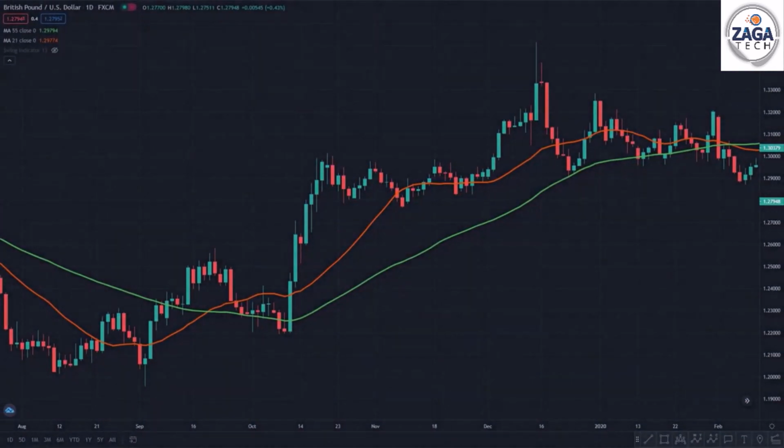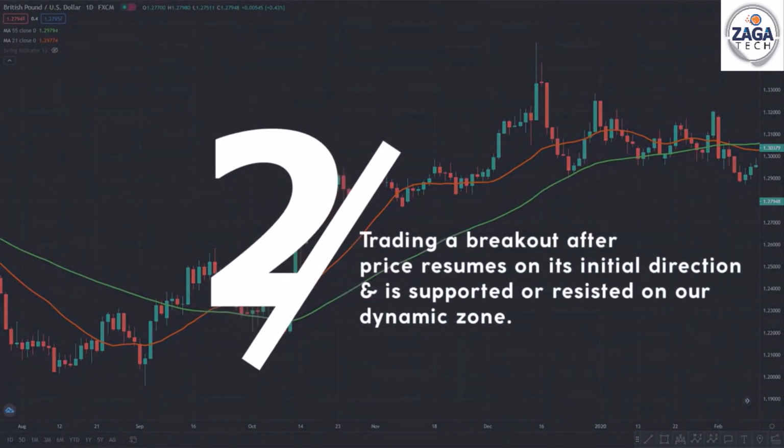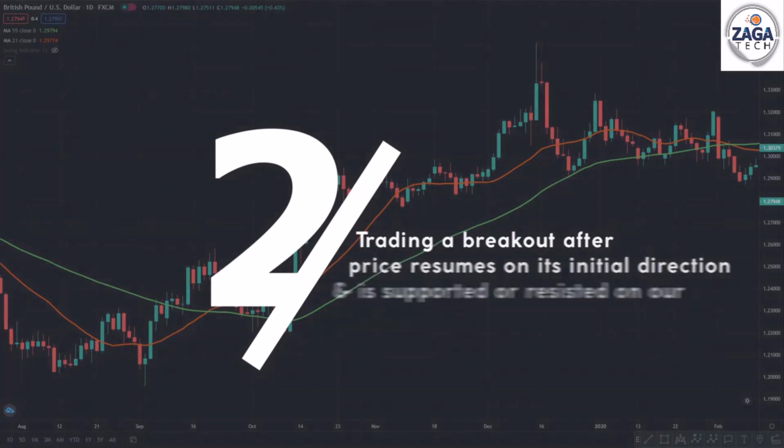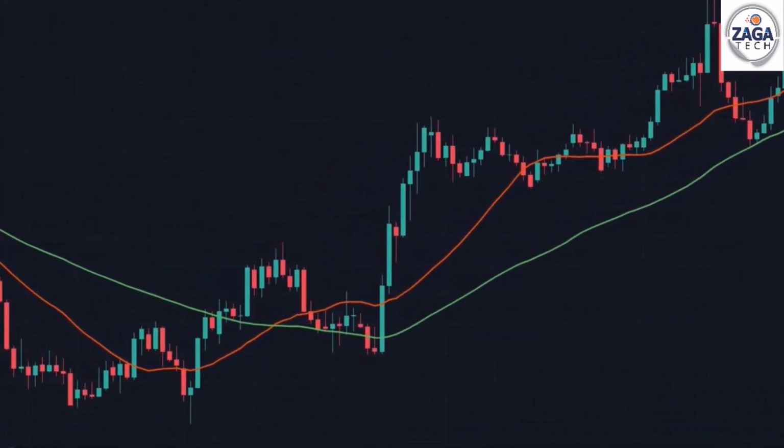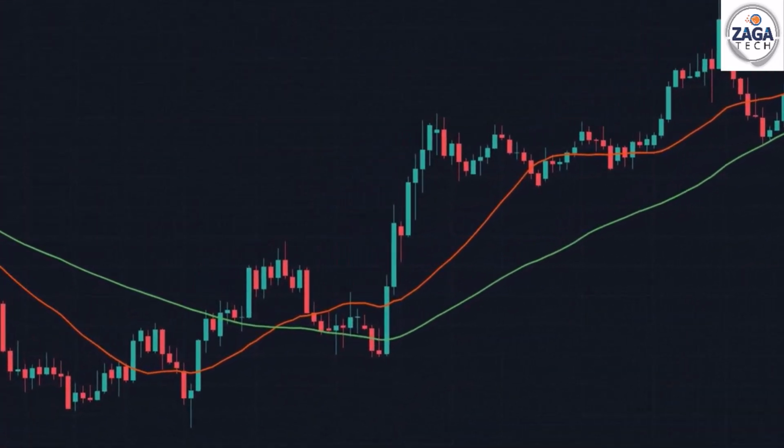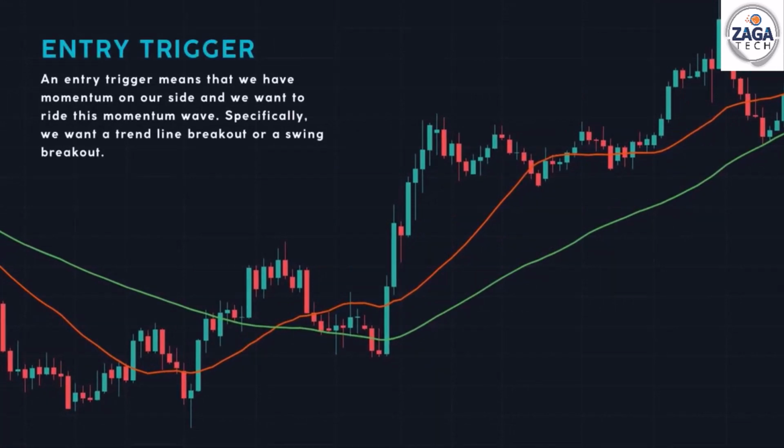The last step involves trading a breakout after the price resumes in its initial direction and is supported or resisted at our dynamic zone. Or as explained in our free day trading guide, this is what I call an entry trigger. An entry trigger means that we have momentum on our side and we want to ride this momentum wave. Specifically, we want a trend line breakout or a swing breakout.